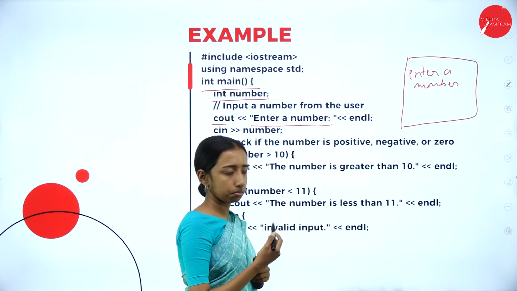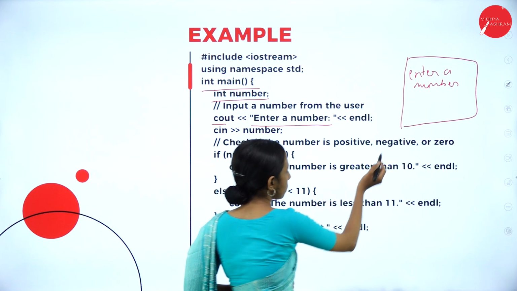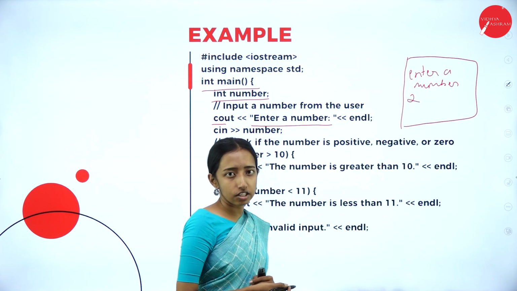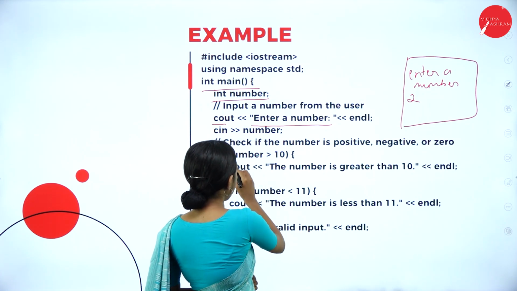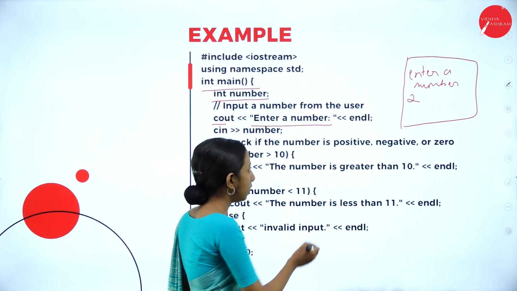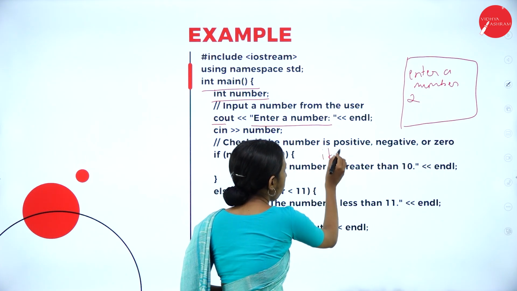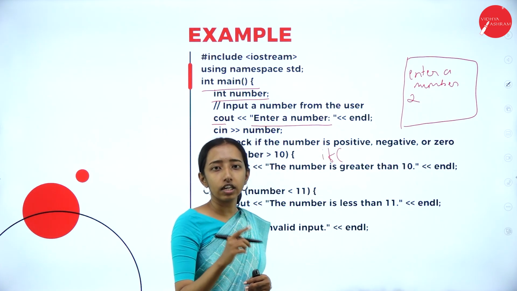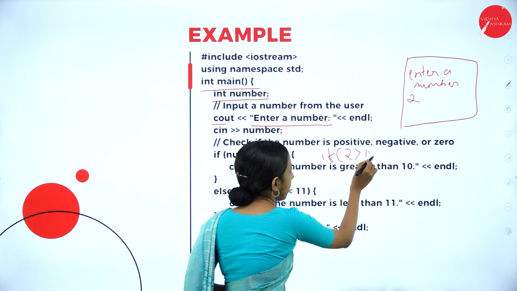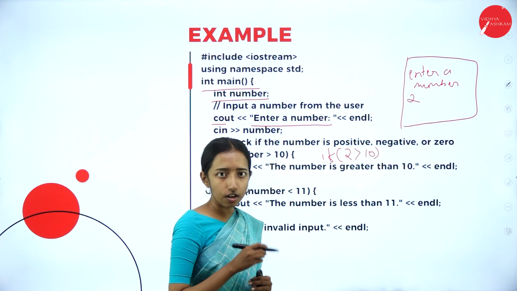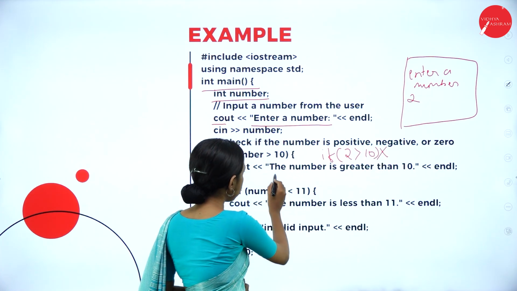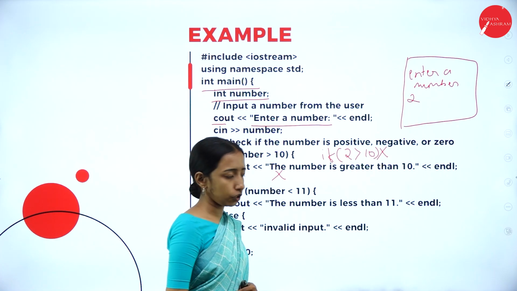C in number. So, as a user, I will be entering 2. First condition: if the number is greater than 10, it will check. What I have given as a user is 2. Is 2 greater than 10? The condition is false. 2 is not greater than 10, so this statement will not be executed.